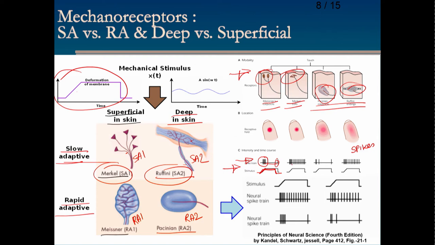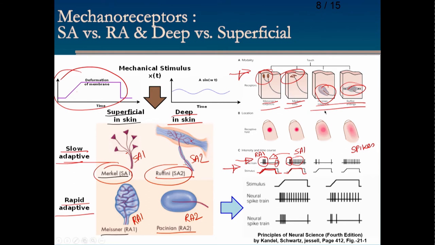If you look at the other one, that's a Merkel, for the same ramp, you can see that when there is a change, there are more spikes. When there is no change, there are fewer spikes. So unlike the earlier one, it is not completely stopping the spikes. This is called the slow adaptive, SA1. This is called the rapidly adaptive, RA1.